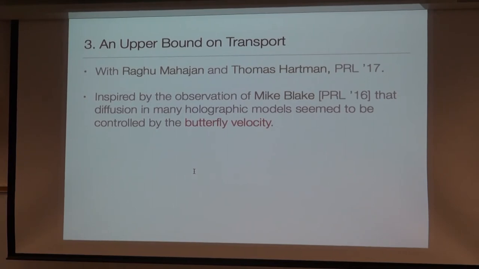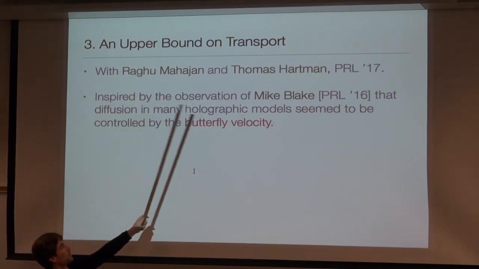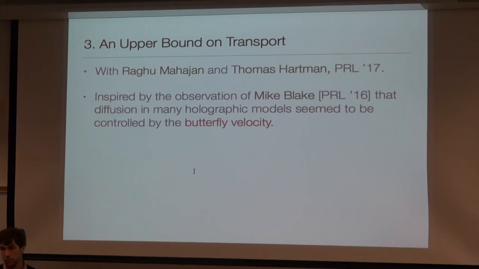And so what happens after these papers, everything I talked about so far, is that Mike Blake proposed that the velocity that should appear in these bounds is something called the butterfly velocity that I'm going to talk about now. The butterfly velocity is defined in any quantum system. The work I'm going to talk about now is a recent paper with my ex-student Raghu, who's now in Princeton, and Tom, who is in Cornell.